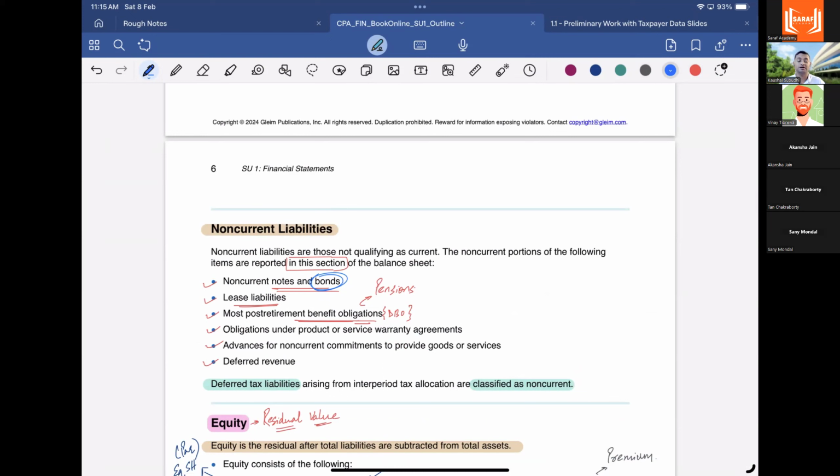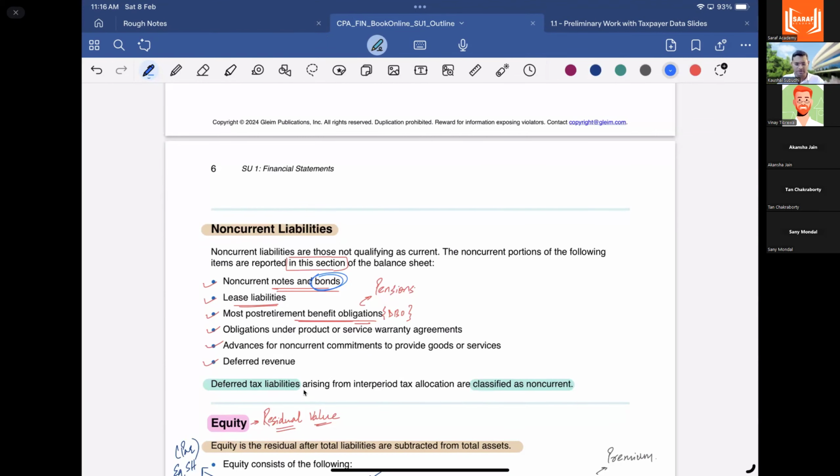ये हमेशा याद रखना कि सर हमें 1 साल के अंदर कोई भी पेमेंट नहीं करना है, या हमें 1 साल में सिर्फ 1 ही साल का पेमेंट करना है. ये सीरियल बॉन्ड्स की तरह कंटिन्यूअल नहीं होता है. इसका एक टाइम पीरियड रहता है, वो हमेशा 1 साल से 2 साल से 3 साल से ज्यादा रहता है. ठीक है. देन लीज लायबिलिटीज ओवर हियर, most post-retirement benefit obligations, obligations under the product or service warranty agreements, advances for non-current commitments to provide goods and services, and then deferred revenue, so on and so forth.